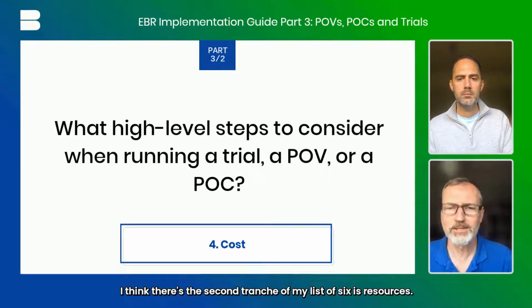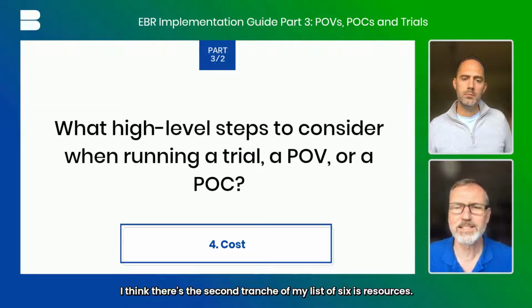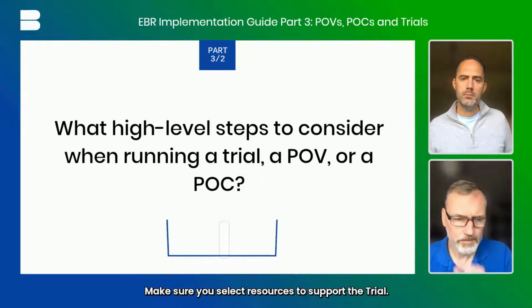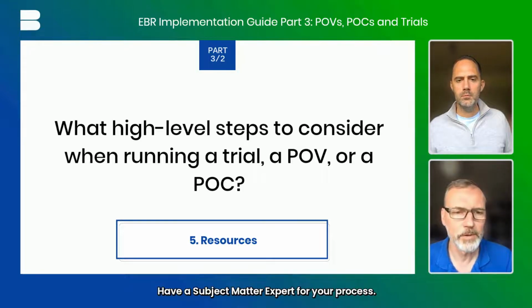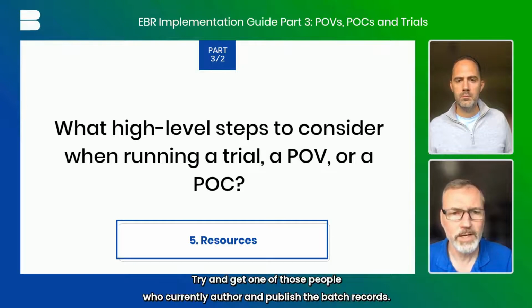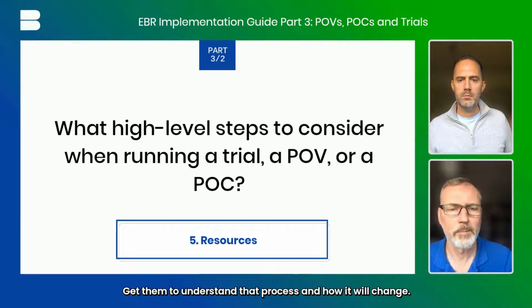I think the second tranche of my list of 6 is resources. Make sure you select resources to support the trial. Have a subject matter expert for your process. Try and get one of those people who currently author and publish the batch records. Get them to understand that process and how it will change.